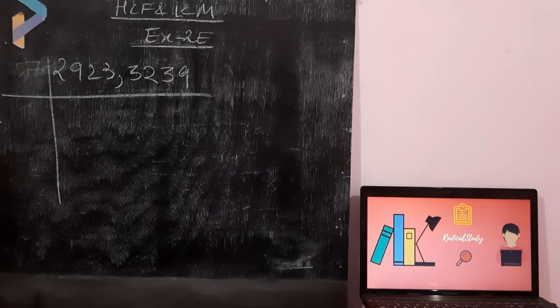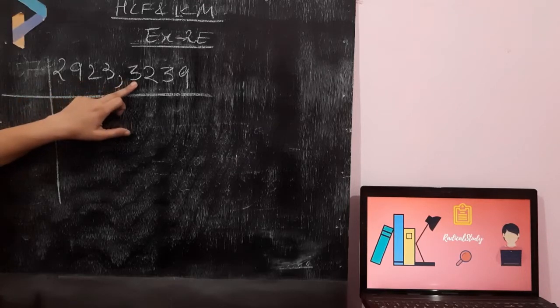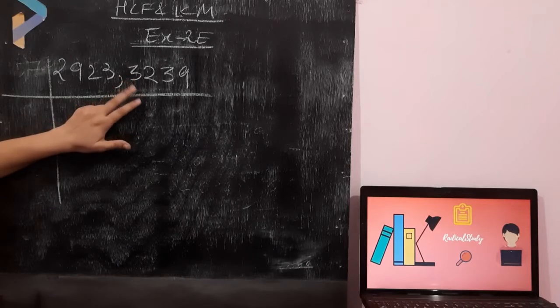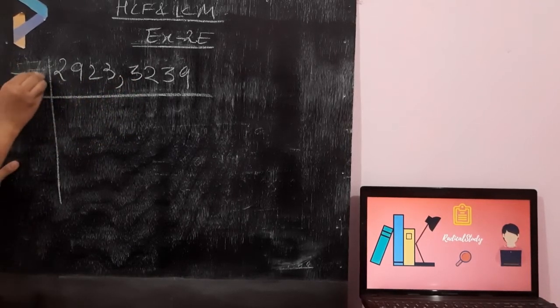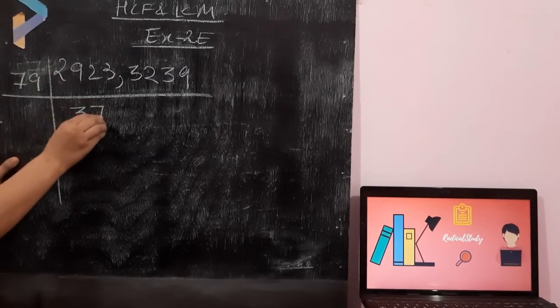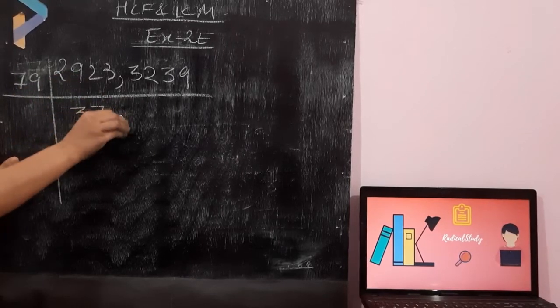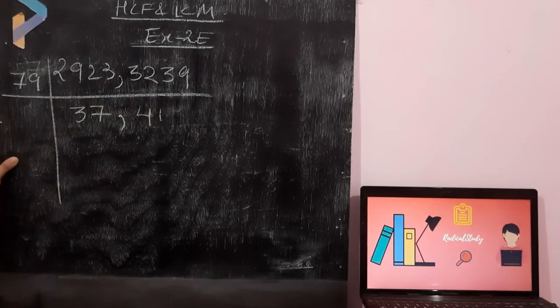79. Okay students, as I told you, जब हमको HCF मिल जाता है तो we know that 79 is completely divisible by this number also and by this number also. So what do I do? I divide in rough. So I have divided it. तो 79 को जब हम 2,923 से डिवाइड करेंगे, so what we will get? We will get 37. तो 79 37 are 2,923. Now 79 41 are 3,239.